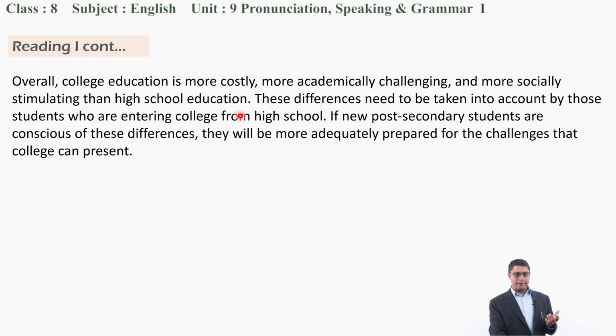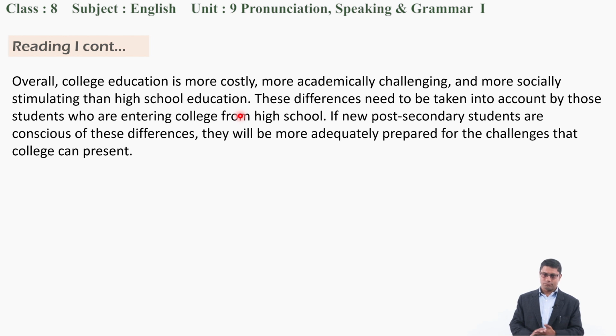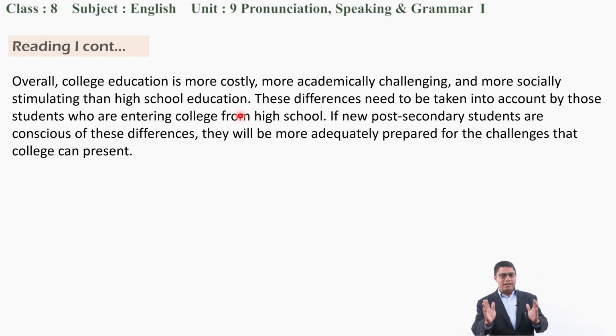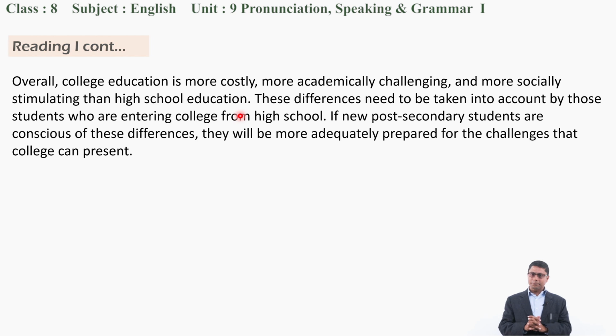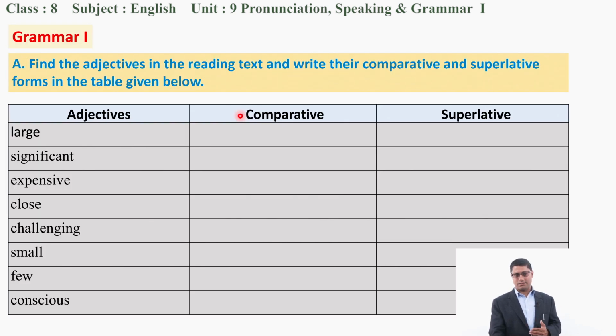Similarly, you may list the word few. Similarly, look at the last paragraph. Go through it, find out the adjectives and make a list. All right, I hope you have done it. Did you? That's good. Now see. Did you write the word conscious from here? It's also an adjective. Okay, very good. Now we have made a list of adjectives. We have large given in the example, then we have significant, expensive, close, challenging, small, few, and conscious. These are the words we have.